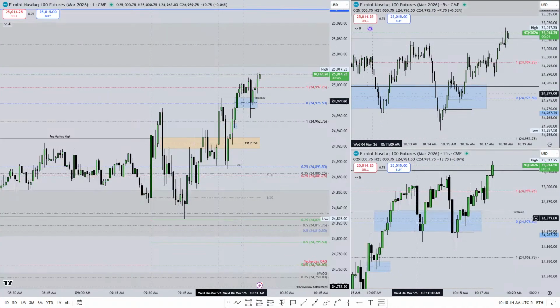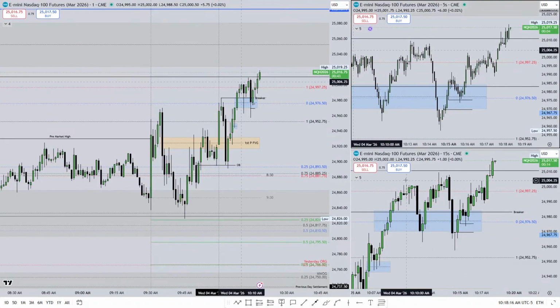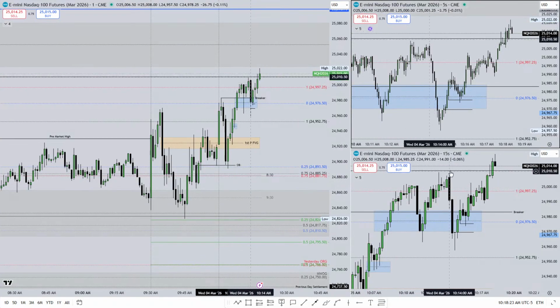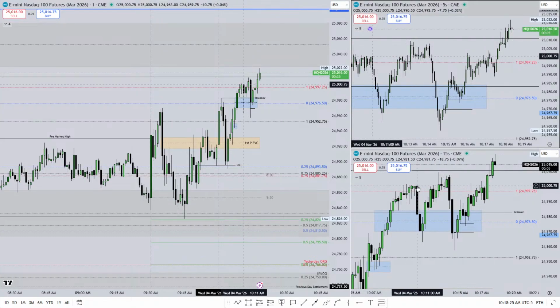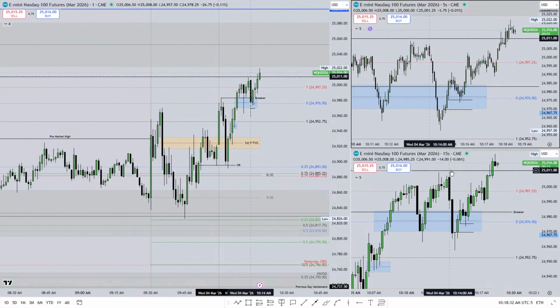So I really like this as a continuation pattern. It's something I've taken several times this last couple weeks. So this is our main target right here, previous day high. We have this short-term high and short-term low right here. We go up, we take the buy side right here while leaving previous day high.